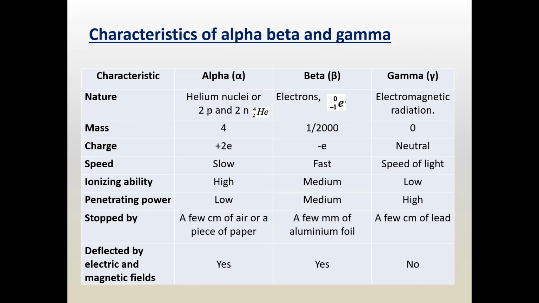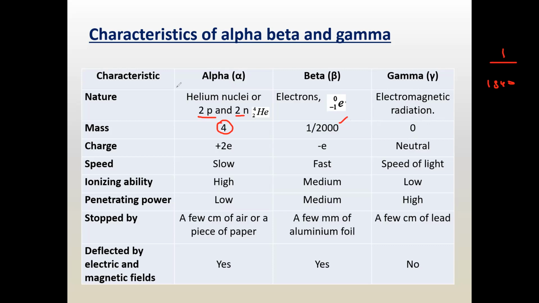When we compare the mass, because there are two protons and two neutrons, the total mass is equal to 4. The relative mass of an electron is 1 divided by 1840, or we can also say 1 divided by 2000. That is the relative mass of an electron. And gamma is energy, radiation. Radiation does not have any mass. That's why it is written 0 here.